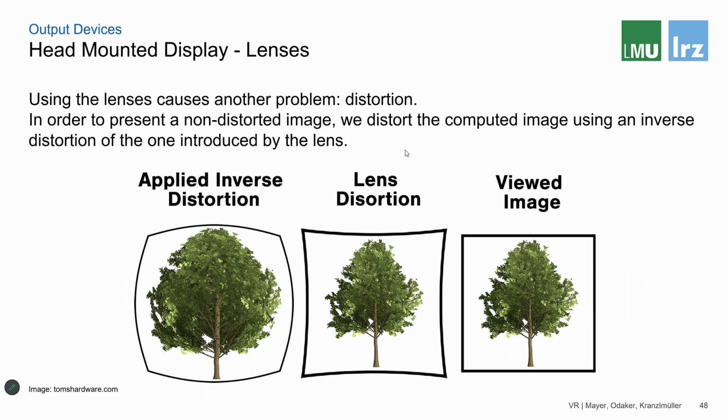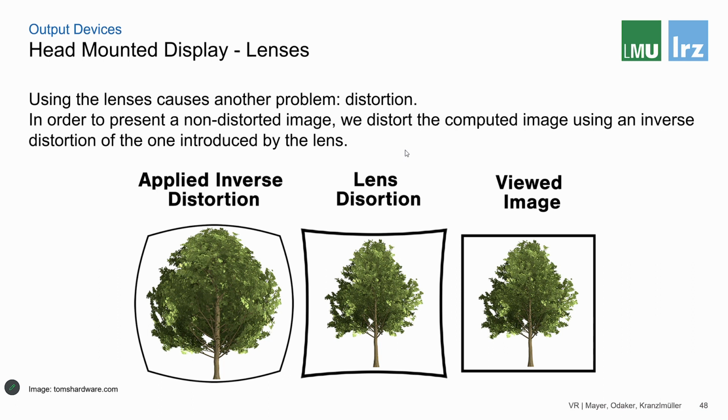So if we just render an image and display it onto the screen and then look at it through a lens, we get a distorted image. And we don't want that because that's bad. We don't want it to wobble around and look weird. So what we need to do is consider which head-mounted display we are rendering our image for.